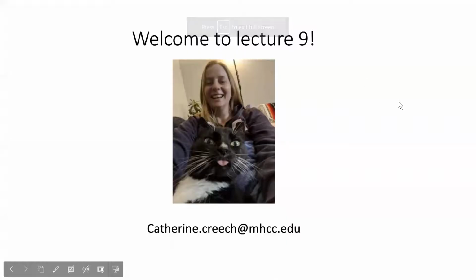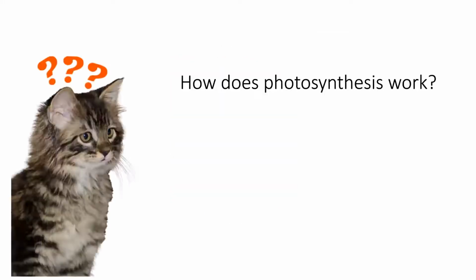Chlorophyllum. Okay, now let's talk about photosynthesis. Photosynthesis is our topic for lecture number 9. And our question today is, how does photosynthesis work? But really, it's going to be a very quick overview of photosynthesis. And then I'm going to have some practice questions and a study tip for you at the end.